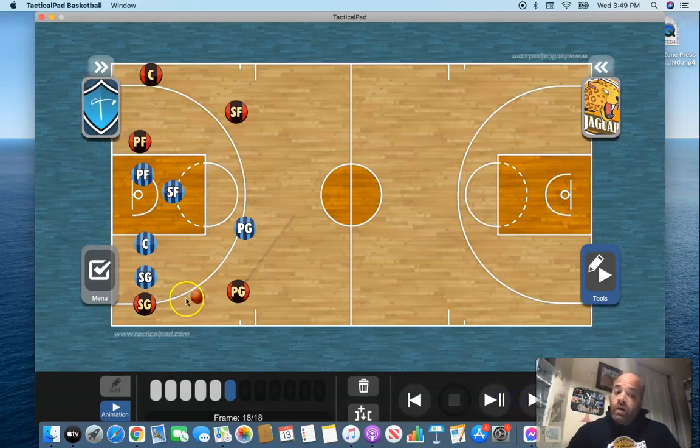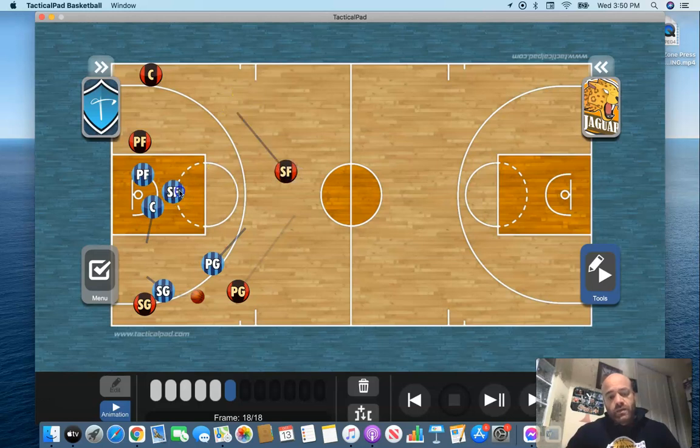And now while the ball's in the air, everybody should be rotating to where their check is. He's going to be on ball. He's got to jump into deny. He's got to go back into his rotation, into help. This guy's going to be filling top, so he's going to be taking that pass away in a gap.